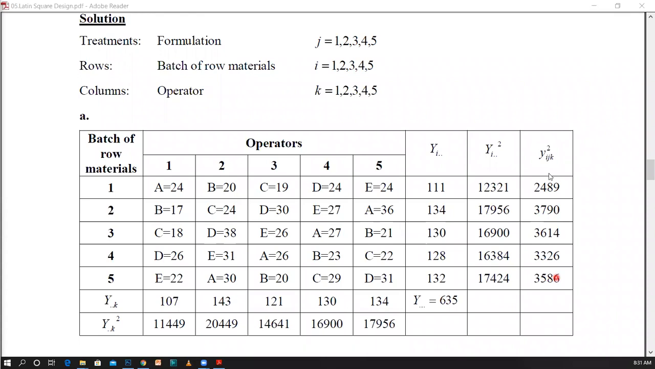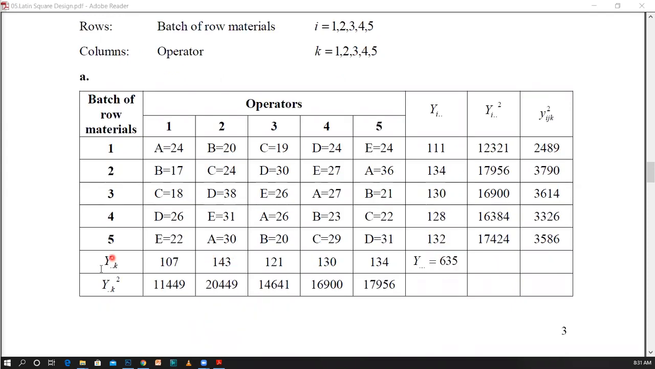It is because you can do it row wise or column wise. Anyhow, one way is quite enough. Since I have considered rows, I have obtained this as the sum of yijk squared, and these values will be helpful if you are going to identify the value for the total sum of squares, because we need the summation of yijk square terms. Okay, now after finishing these three columns, I will come to these two rows.